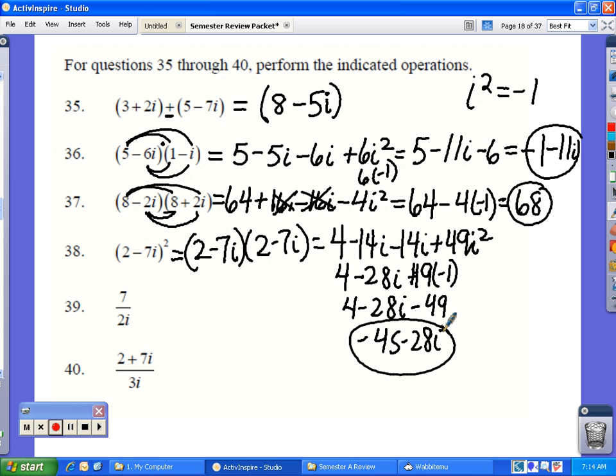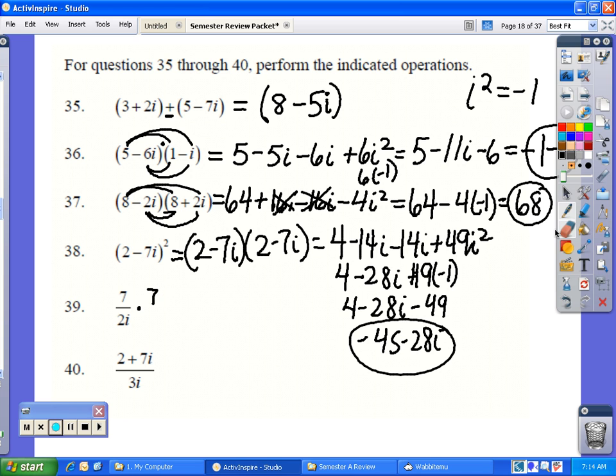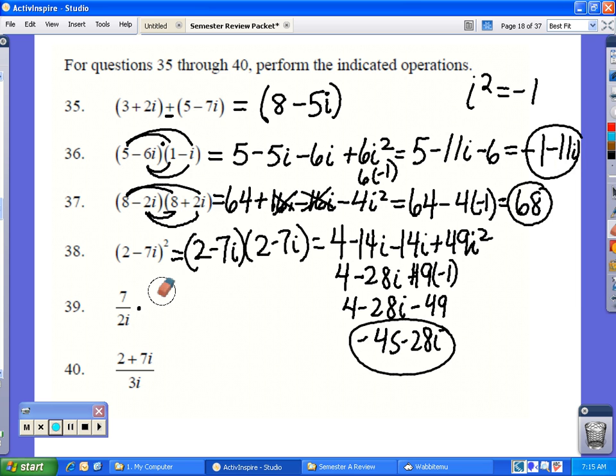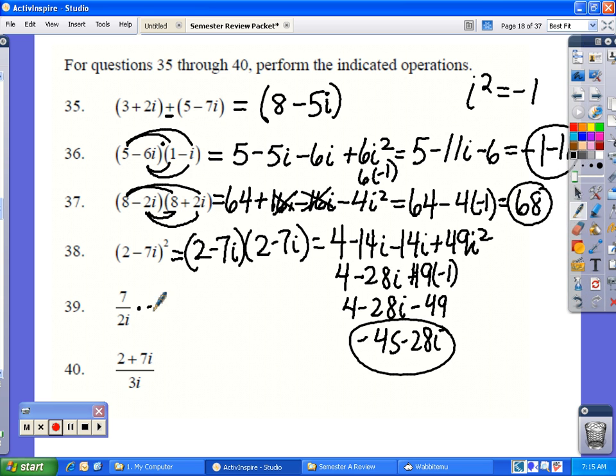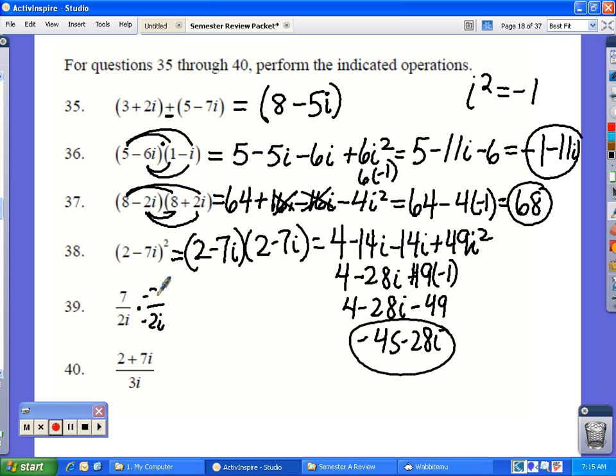For number 39, in order to simplify this, you do not want an imaginary part on the bottom of the equation. So therefore, you are going to multiply by the complex conjugate of 2i. In this case, the complex conjugate of 2i is going to be negative 2i. So you're going to multiply by negative 2i on both the top and the bottom. So if I do that, I'm going to be left with negative 4i squared. And on the top, I'm going to be left with negative 14i.